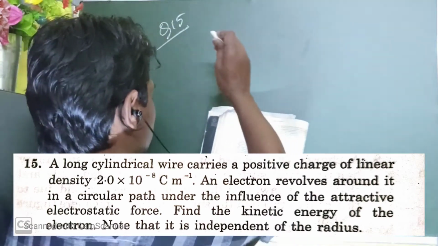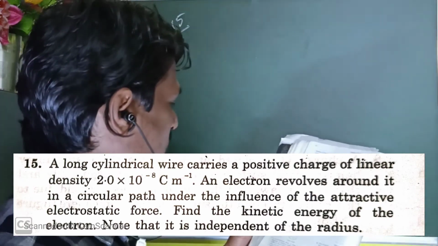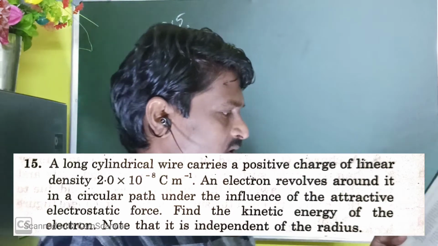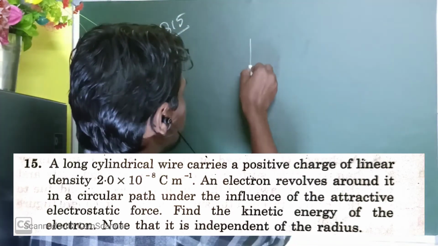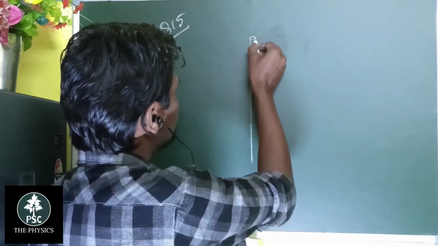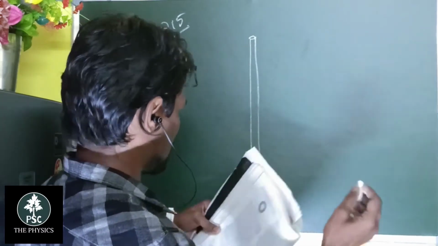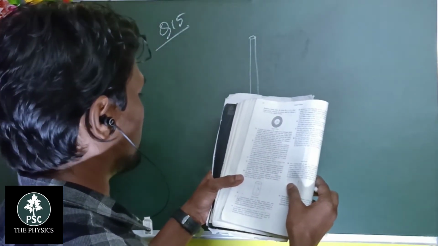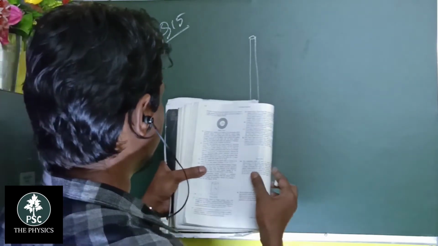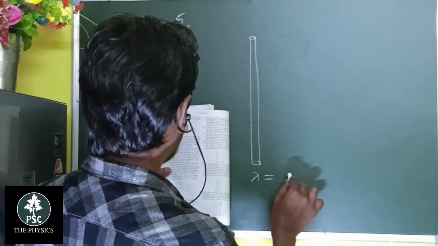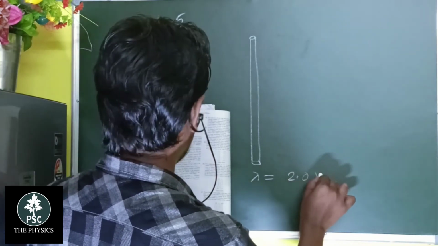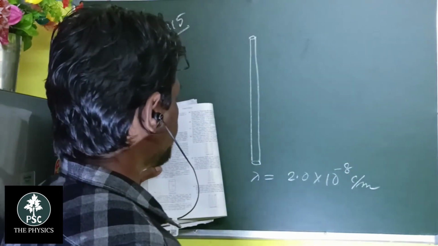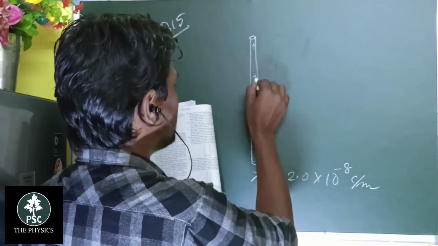So this is question number 15. A long cylindrical volume contains uniformly distributed charge of density rho. You can consider this as a cylindrical volume that carries a positive charge of linear density lambda, which is 2.0 into 10 to the power minus 8 coulomb by meter. Lambda is given. Lambda means the charge is distributed linearly.